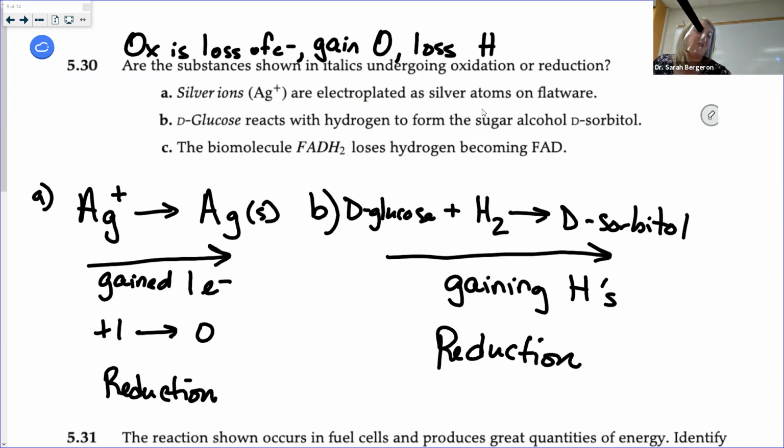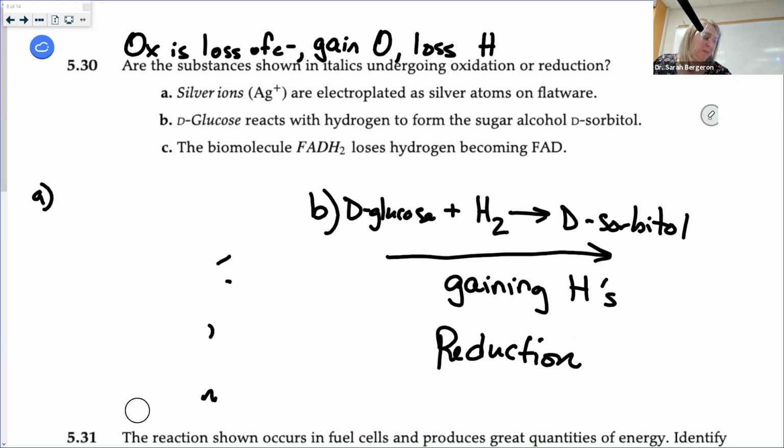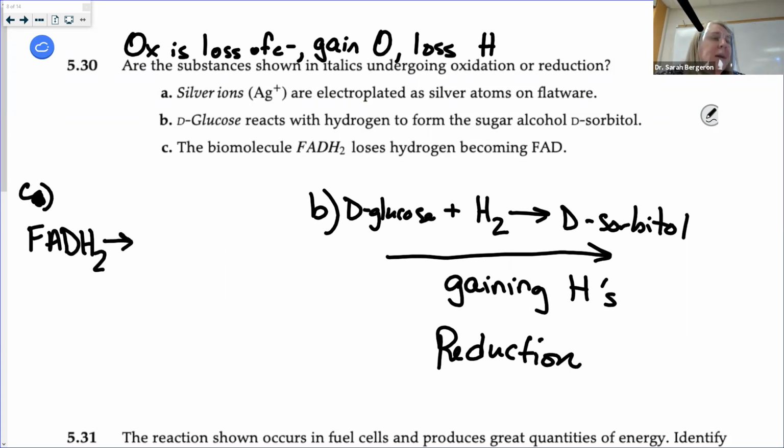Okay, I'm going to erase A so I can fit in C. C. The biomolecule FADH2 loses hydrogen, becoming FAD. What are my products? FAD, and what else? H2.